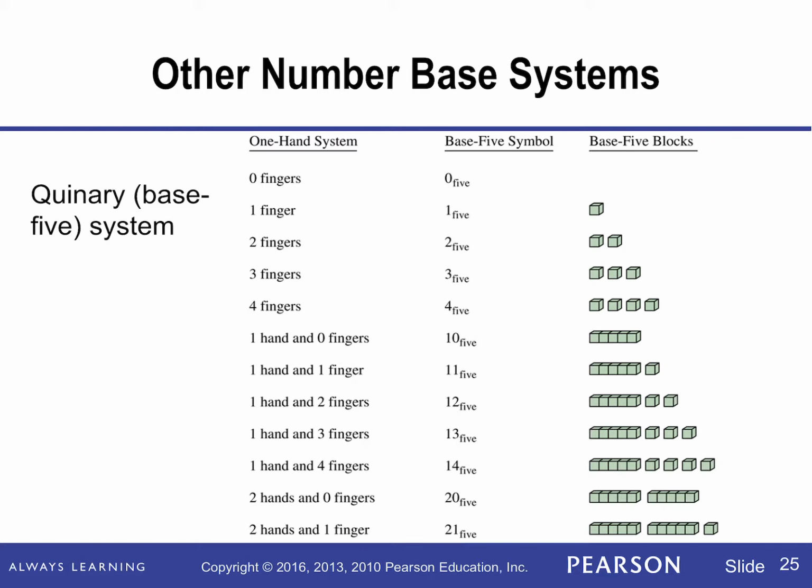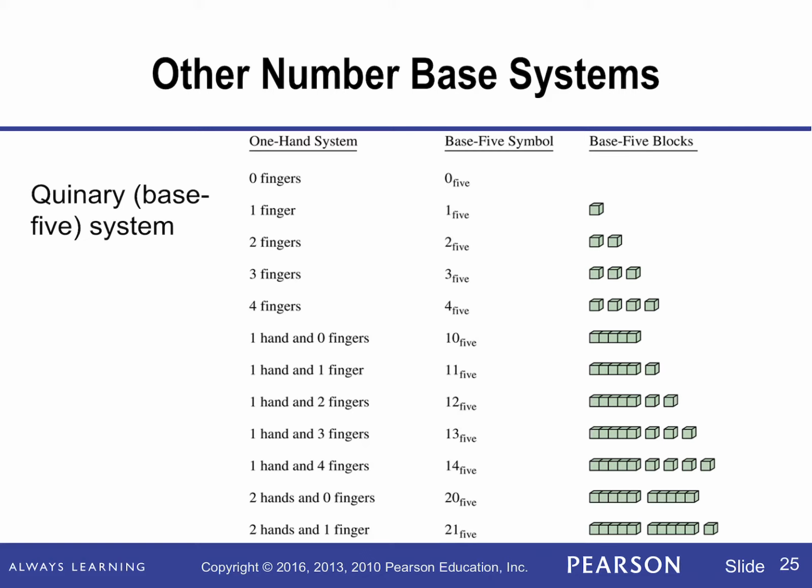So if I start with one hand and I have 0 fingers, that's going to be 0 base 5. And then on the right column, I've got the image using the blocks. Okay, so hold up your hand. If you have one finger, that's 1 base 5 or just one block. Same for 2, 3, and 4.